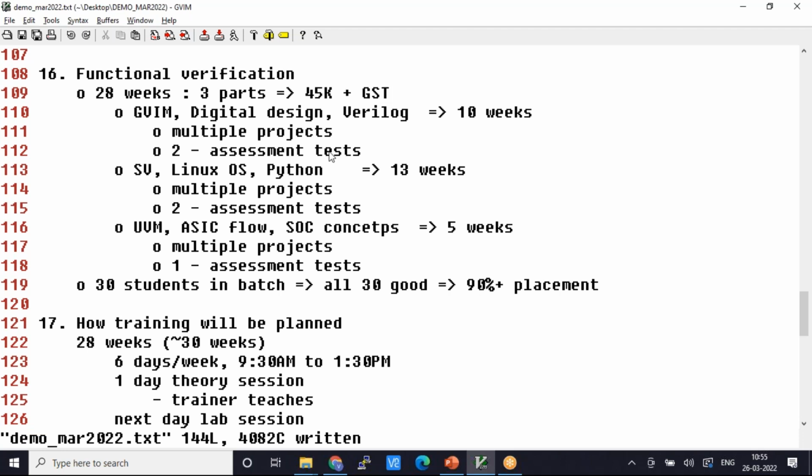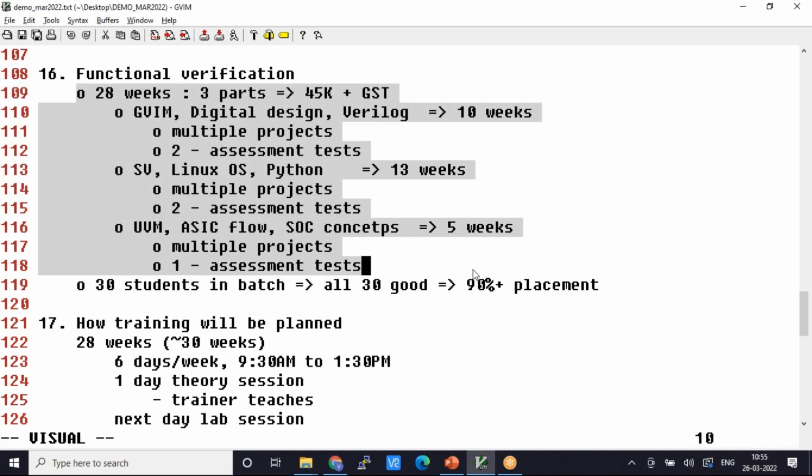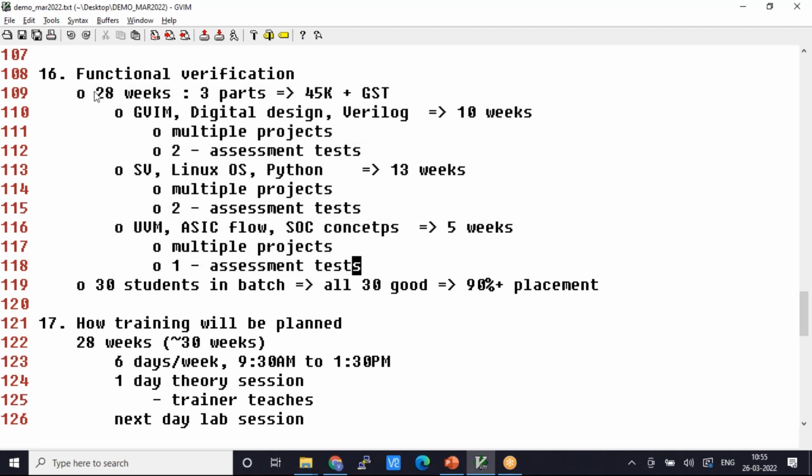Okay, so in summary, what I was trying to tell is, we don't purposefully increase the duration. Many times, if you talk to 100 people who have completed training in the institute, you might even hear feedback that this 28 weeks is also not sufficient. We do a lot of things. I will tell you what I mean by a lot of things. See, digital design itself is done in quite some depth.